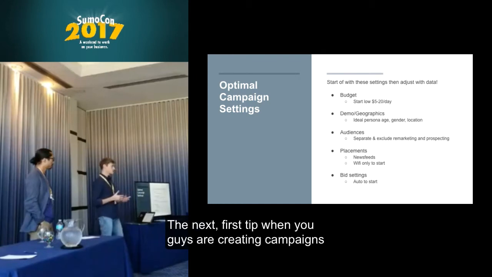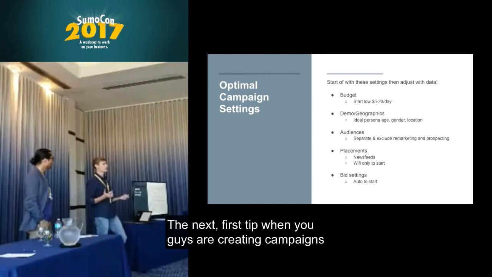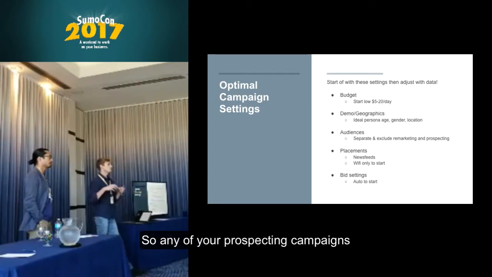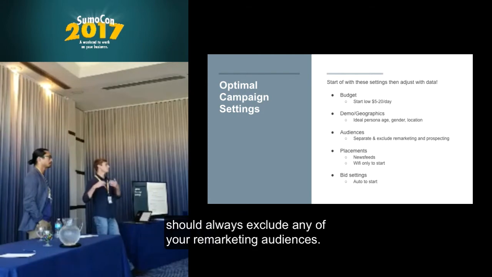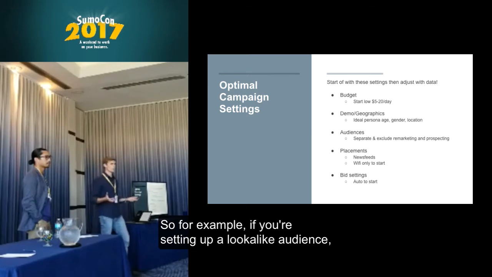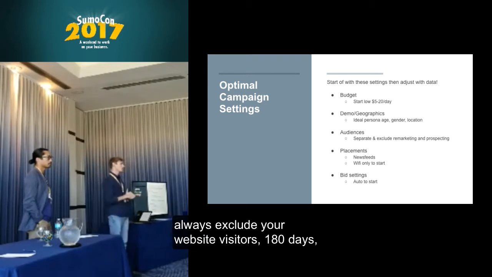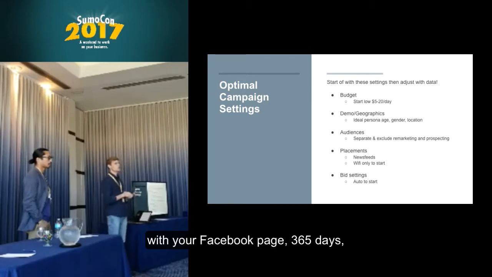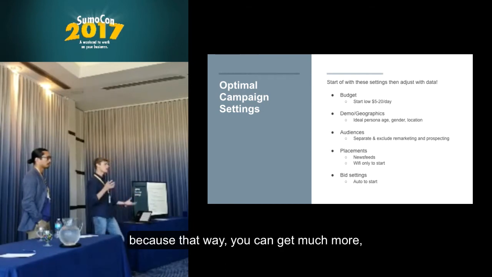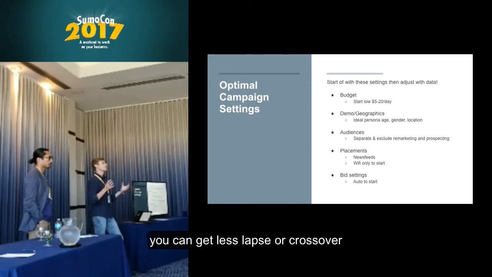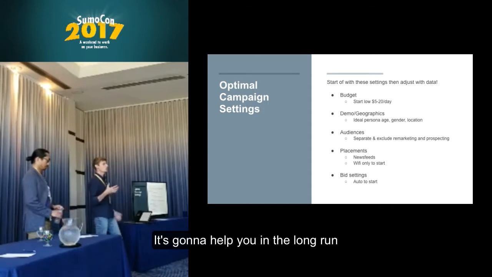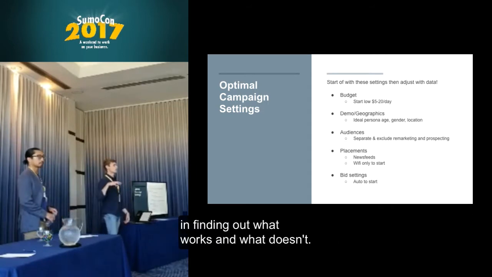The next tip when you guys are creating campaigns is always separate out your remarketing from your prospecting. So any of your prospecting campaigns should always exclude any of your remarketing audiences. So for example, if you're setting up a lookalike audience, always exclude your website visitors 180 days. Always exclude people who engage with your Facebook page 365 days. Because that way you can get less overlap or crossover between those audiences and campaigns, which is going to help you in the long run in finding out what works and what doesn't.